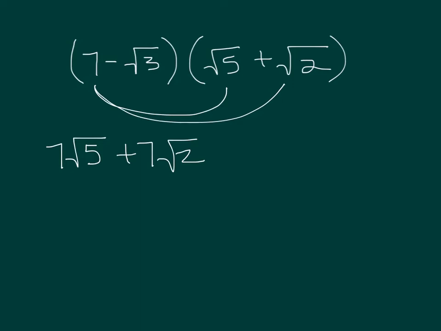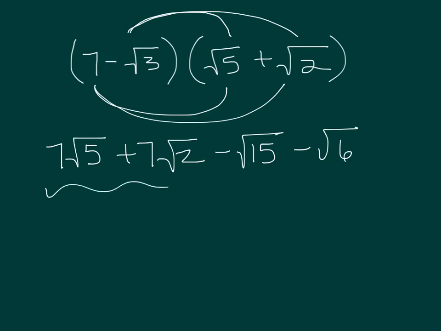I got to go back and do my negative root 3. So I'm going to take negative root 3 times positive root 5. Well, negative root 3 times positive root 5 is negative root 15. Since they're both under the radical, we can go ahead and multiply that. Now I'm going to go back again and take negative root 3 times positive root 2, giving me negative root 6.